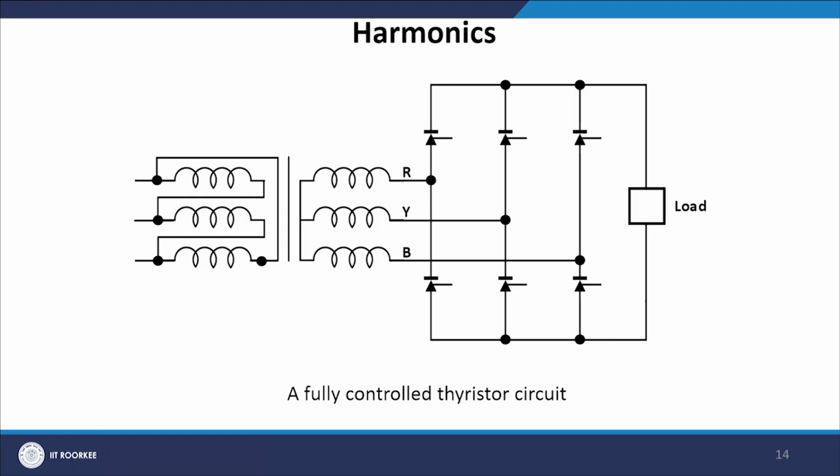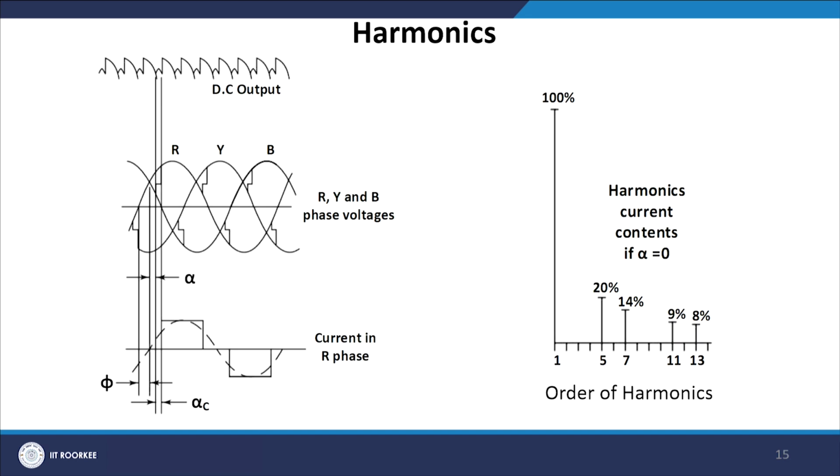Now, if you concentrate, a fully controlled thyristor circuit connected across load is responsible for injecting harmonics in my distribution network. When I talk about a DC output, you could very clearly see harmonics because of power electronics devices connected across the load points. If you see the order of harmonics, the harmonic current content if alpha equals 0 is for the first, fifth, seventh, 11th and 13th. So the order of harmonics, as you could see, varies from 8% to 100%. Now the harmonic calculation is very simple.